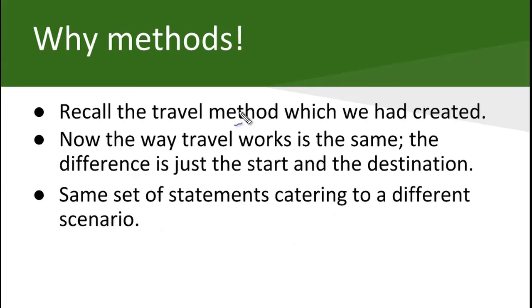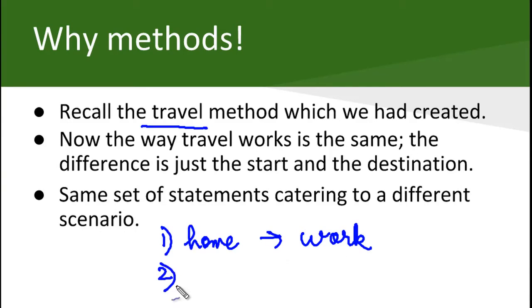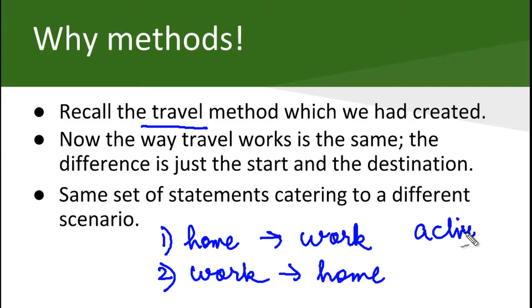The important question here is, why do we need methods? So recall the travel method we had created. So in our first instance, we were traveling from home to work. Then in the second instance, we were traveling from work to home. Now notice that the activity is same, that you are basically traveling.